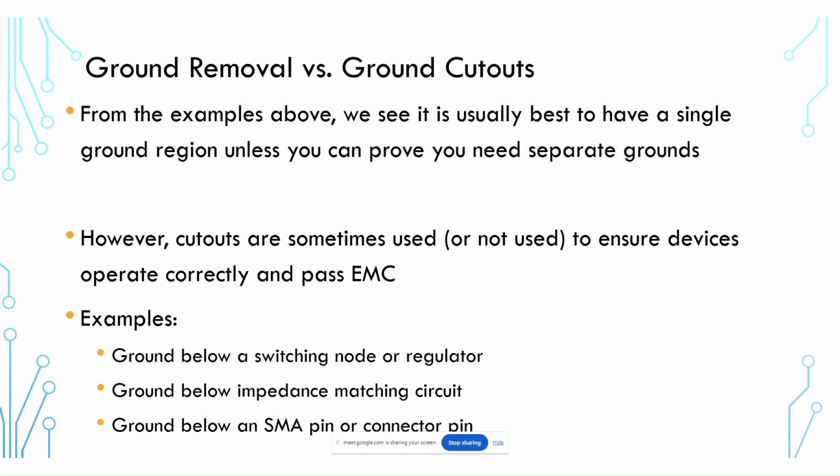Some instances in mixed signal designs where cutouts are needed are, of course, when you have switching nodes or switching regulators. Another one that is near and dear to my heart is an impedance matching circuit, and this is quite common when you look at some microcontrollers that have an RF interface. Another one related to the impedance matching circuit issue is an SMA pin. Some SMA connectors have a very large pad on that pin, and you may need to implement cutouts in order to ensure that this interface operates correctly. So let's go through some examples.